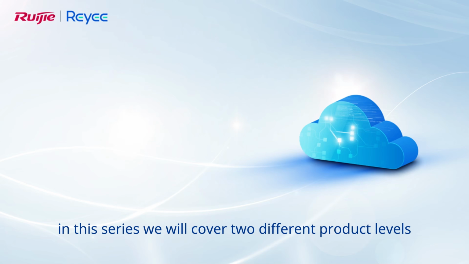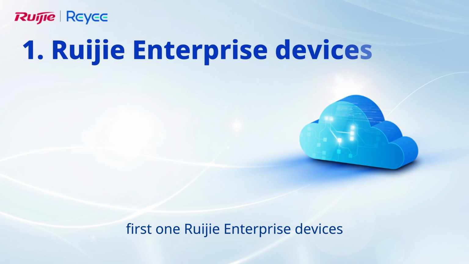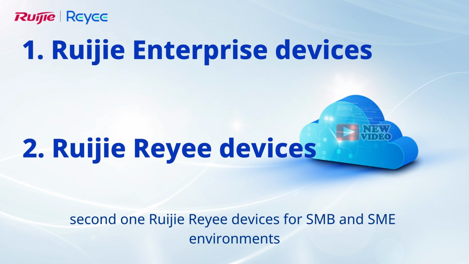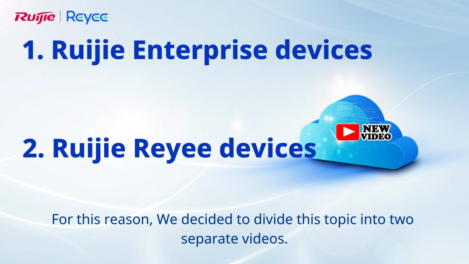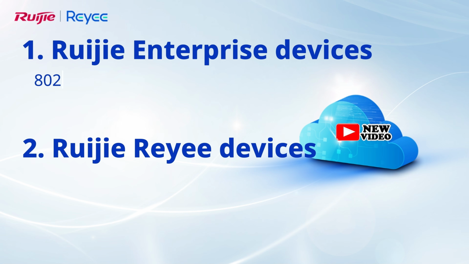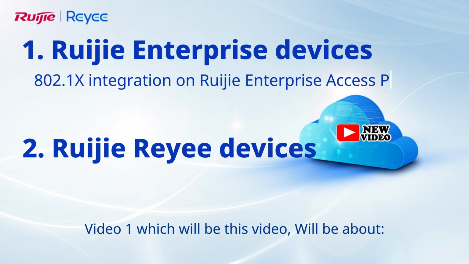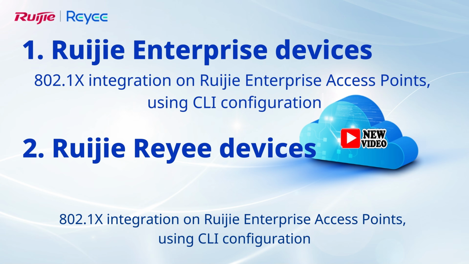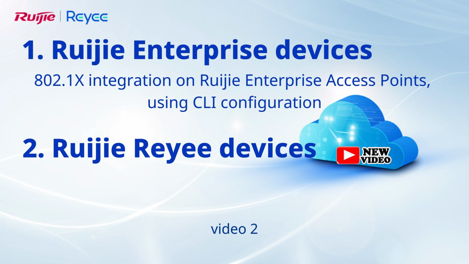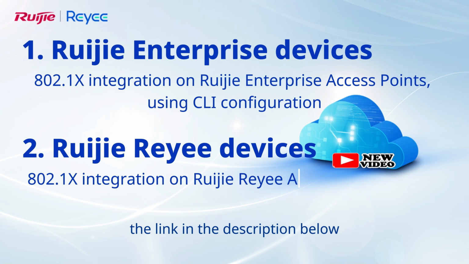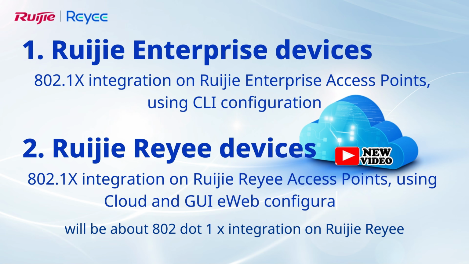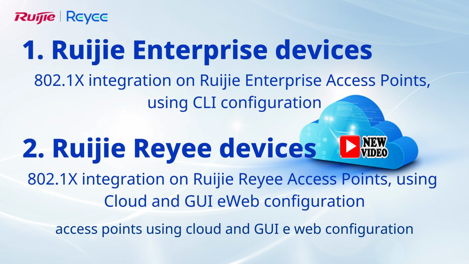In this series, we will cover two different product levels. First one, Ruijie Enterprise devices. Second one, Reyee devices for SMB and SME environments. For this reason, we decided to divide this topic into two separate videos. Video 1, which will be this video, will be about 802.1X integration on Ruijie Enterprise access points using CLI configuration. Video 2, the link in the description below, will be about 802.1X integration on Reyee access points using Cloud and GUI eWeb configuration.